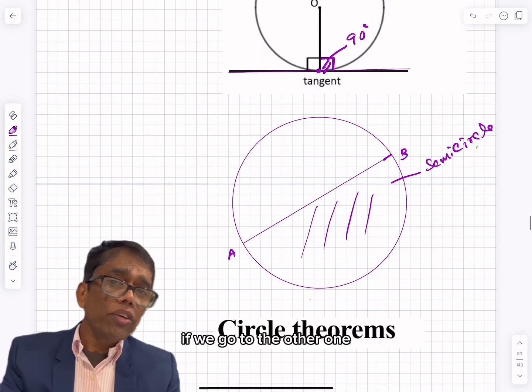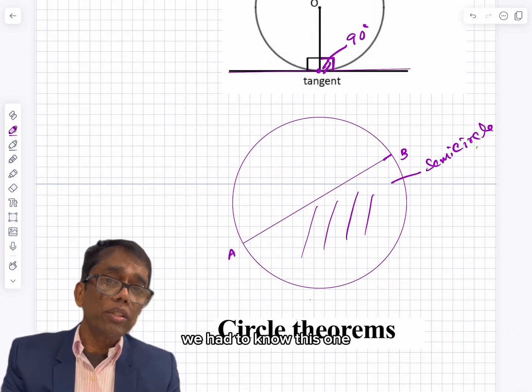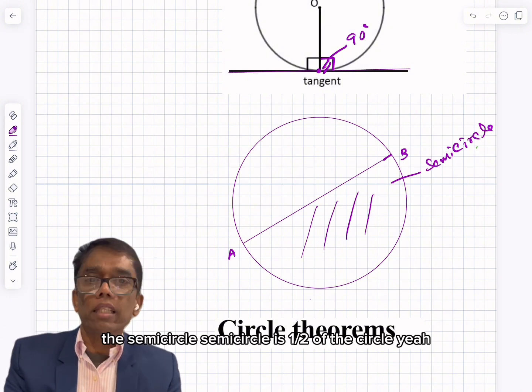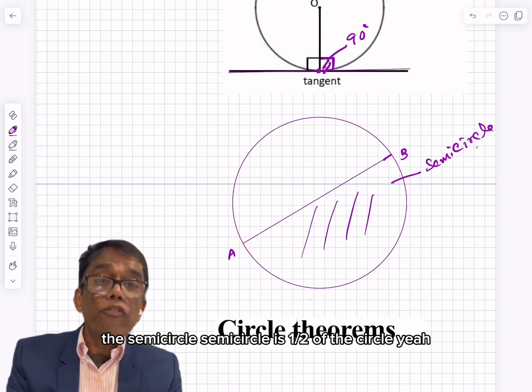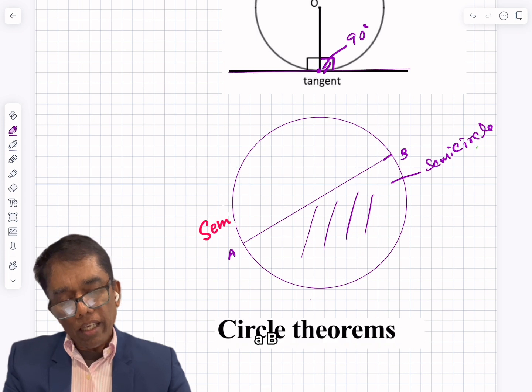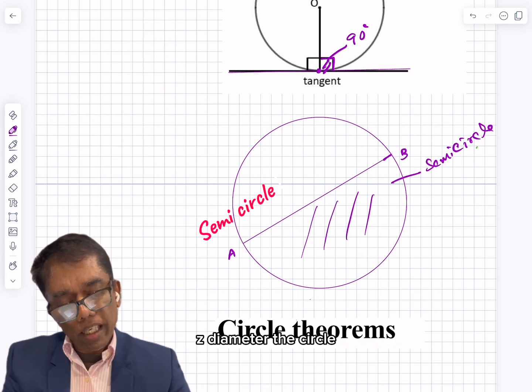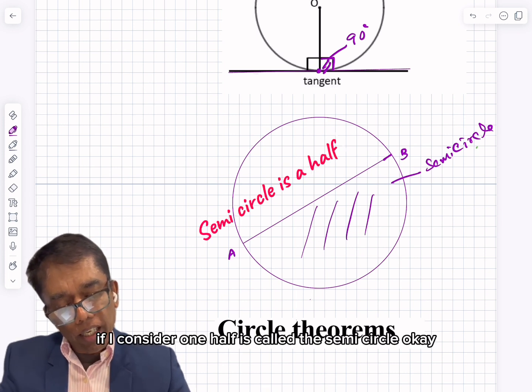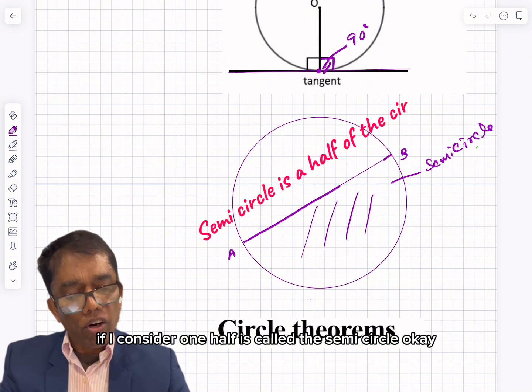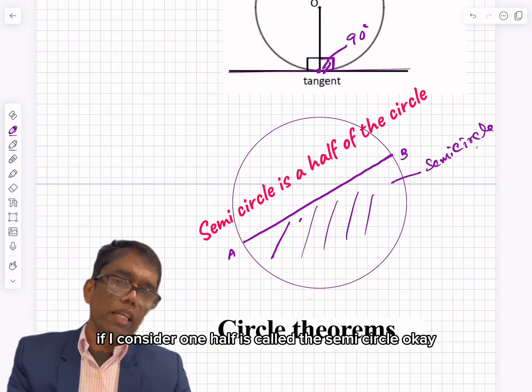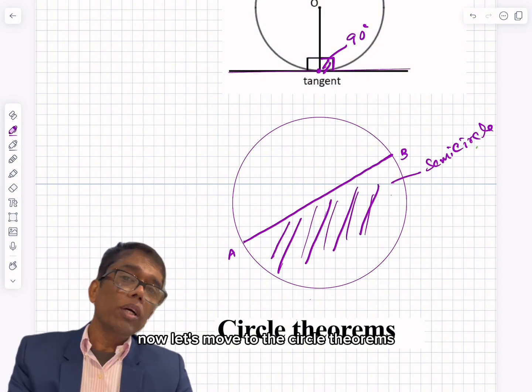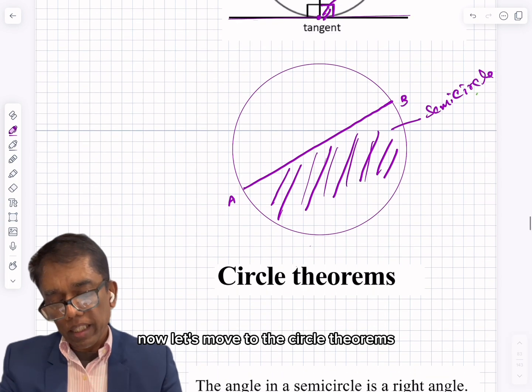Now if we go to the other one, we have to know this one. The semicircle. A semicircle is half of the circle. Here, AB is a diameter of the circle. If I consider one half, it is called the semicircle. Okay. Now, let's move to the circle theorems.